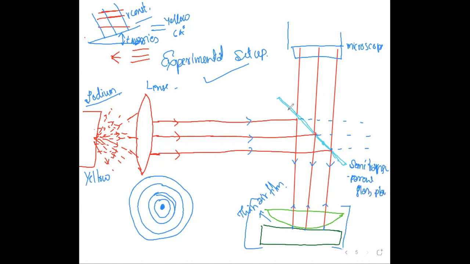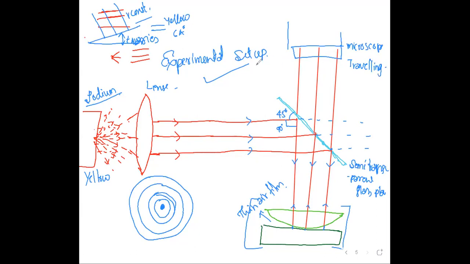It is inclined at an angle of 45 degree, so that we will get a 90-degree reflection here. The reflected rays undergo reflection and refraction at the edges of the thin air film. Those rays undergo superposition and form circular alternate bright and dark fringes. That can be viewed from a microscope, which we call a traveling microscope.